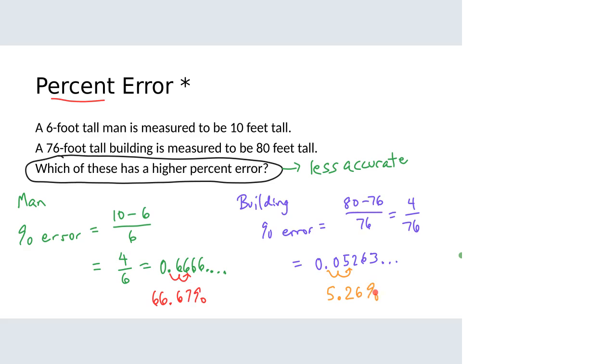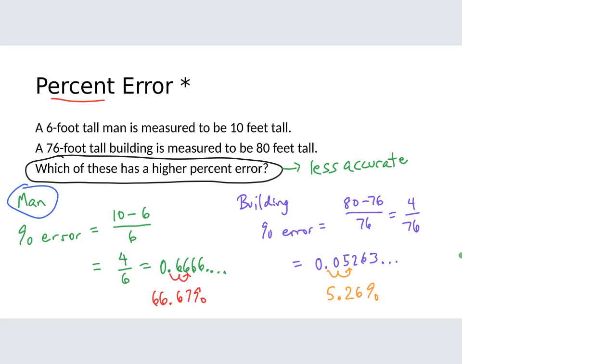5.26%. So the percent error for the man was 66.67%. The percent error for the building was 5.26%. So which of these had the highest percent error? Because this number is larger, the man had the higher percent error.